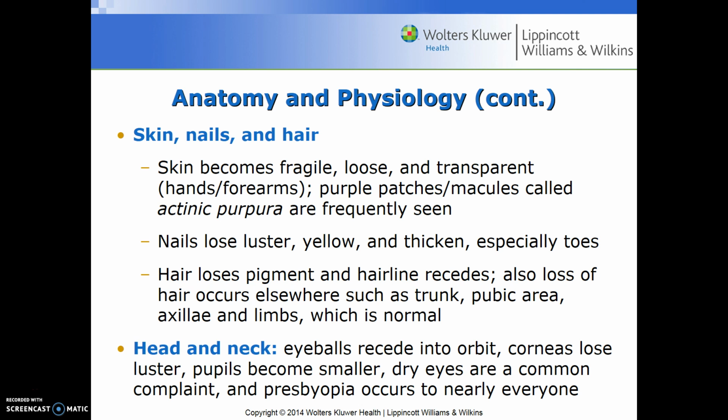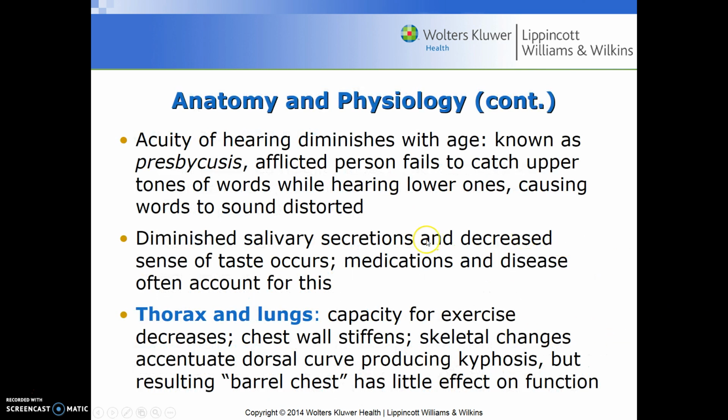Presbyopia really is a progressive loss of accommodation and the ability to focus on nearby objects, and that's coming from the lens. We have more issues as we age with cataracts, glaucoma, and macular degeneration. The head and the neck also include acuity of hearing diminishes, called presbycusis.